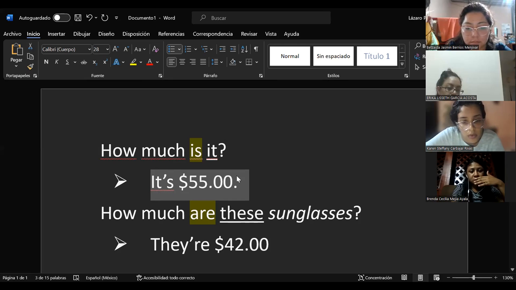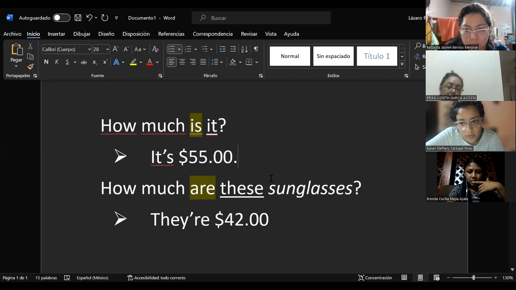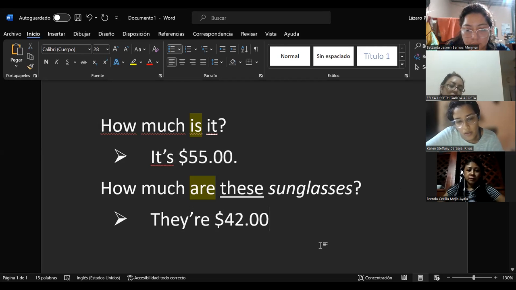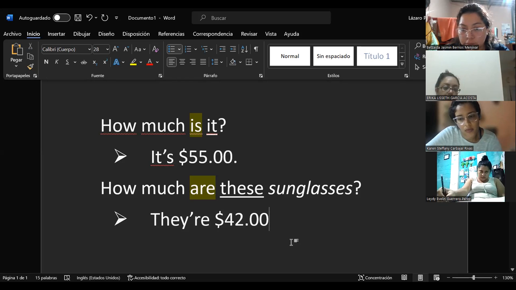What is your opinion about the price of the first product? That's cheap. Very good. And what about the second answer? What is your opinion about it? Brenda, what is your opinion about the second price, the second product? That's expensive. Very good. Or they are expensive. ¿Cuál sería? They are or that's expensive? They are. Exactly. They are expensive. Because again, plural, plural, singular, singular.